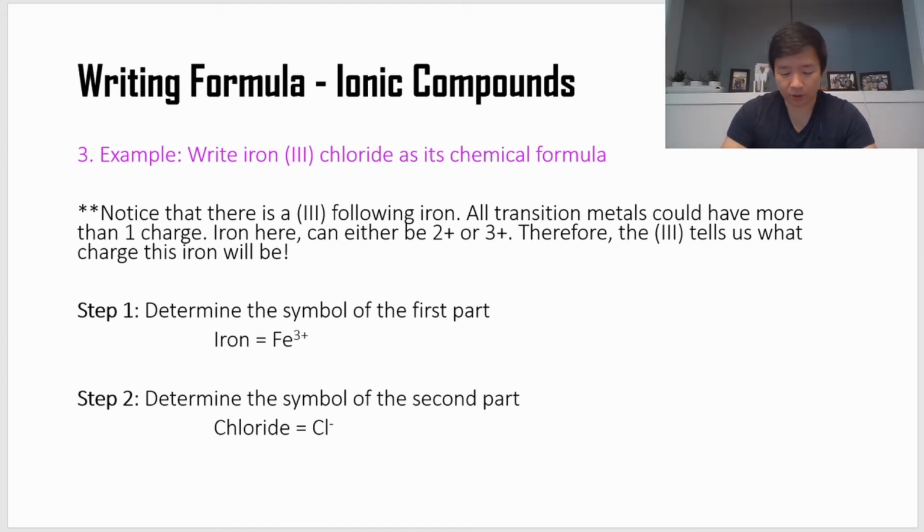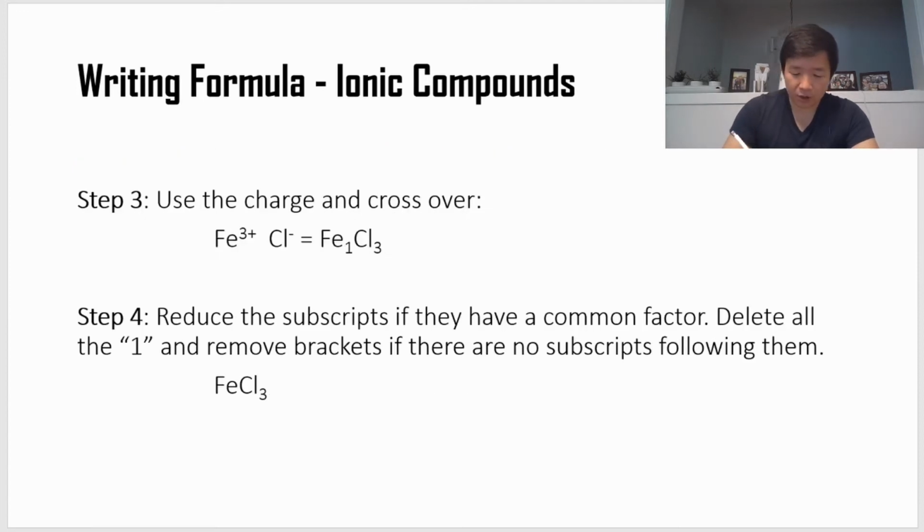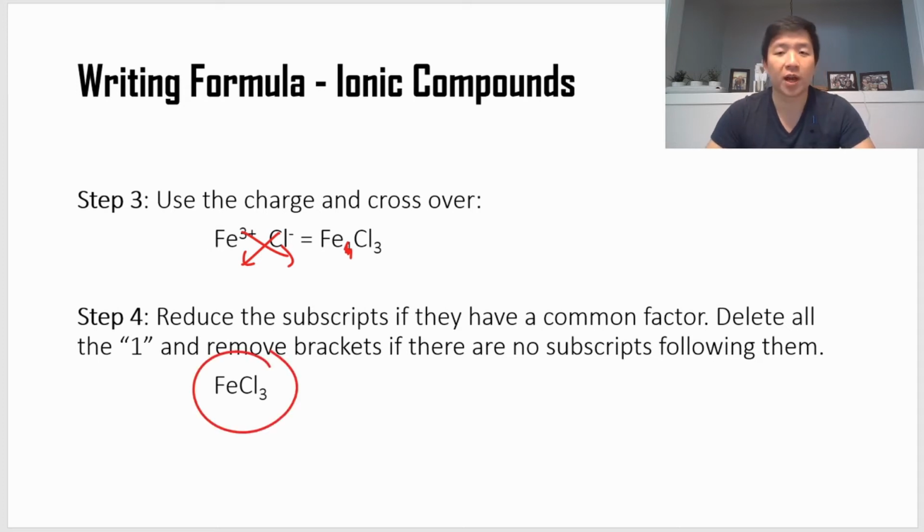Fe3+, and chloride is a -1. Okay, so we're going to cross. By now you're probably a little bit more comfortable with crossing the charges. If you want to leave the 3+ or the negative, that's fine. The charges become the subscripts of the other element. Reduce it if it is a 1 or if there's a common factor, and our final answer here is going to be FeCl3.